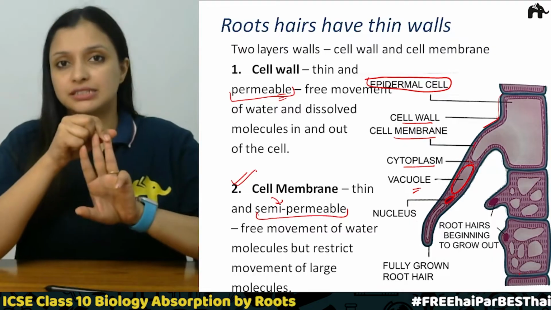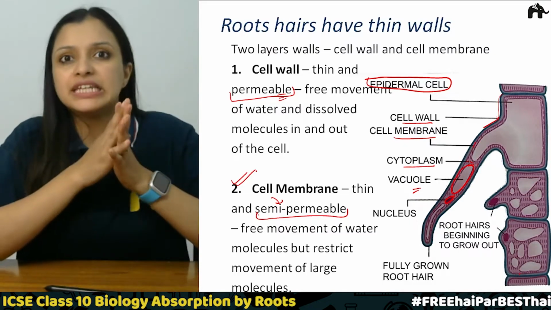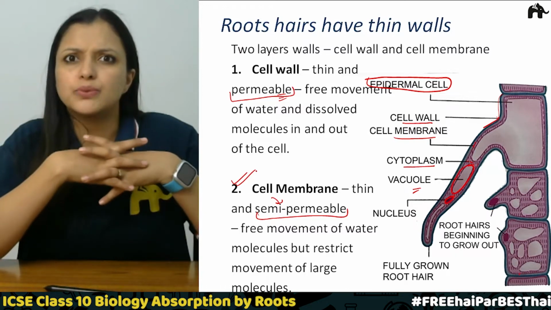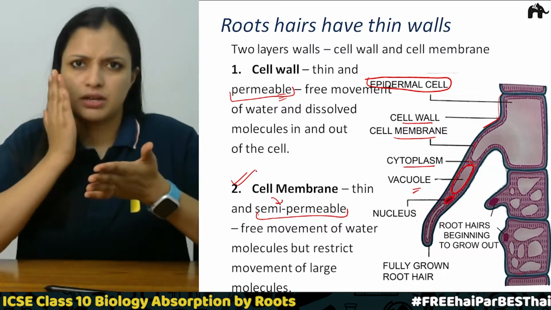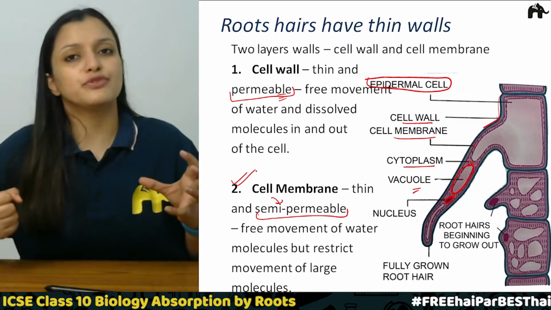Now the third characteristic: root hairs have thin walls. See, if anything has thick walls, that will actually restrict the movement, right? When the walls are thin, the movement will be easy.